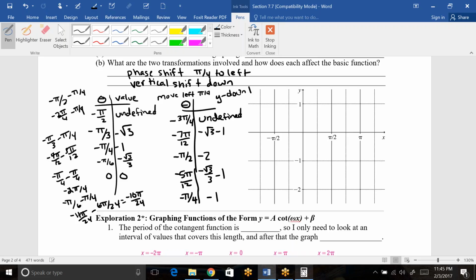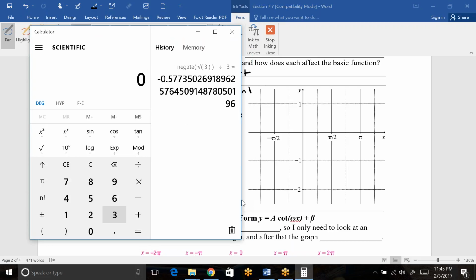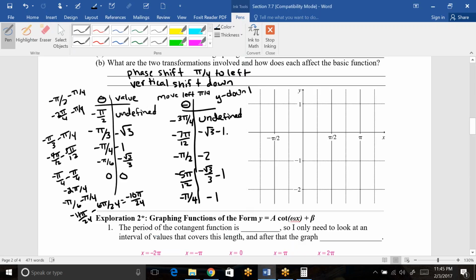Okay, so let's get some decimal values for each of these. So negative square root of 3, minus 1, that's negative 2.73, which should make sense because it was negative 1.73 before. And so we really don't need to do this one because this was negative 0.58, so this would be negative 1.58. Now, I didn't do any of the positives because as soon as I plot these points and this asymptote, I'll know exactly where the other things are going to show up.